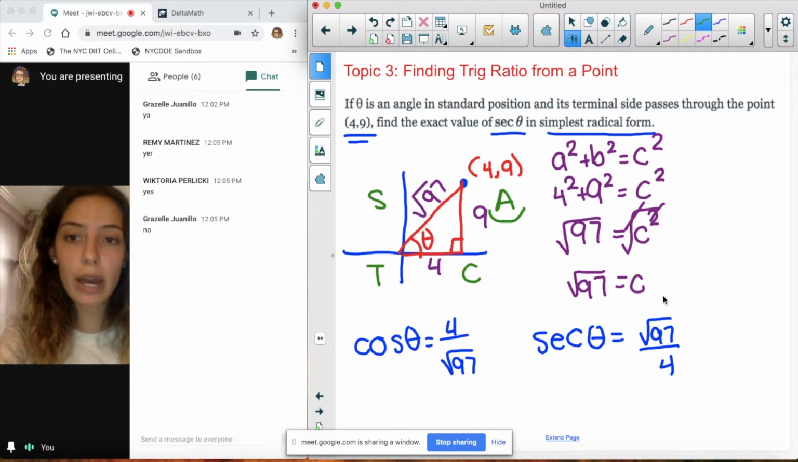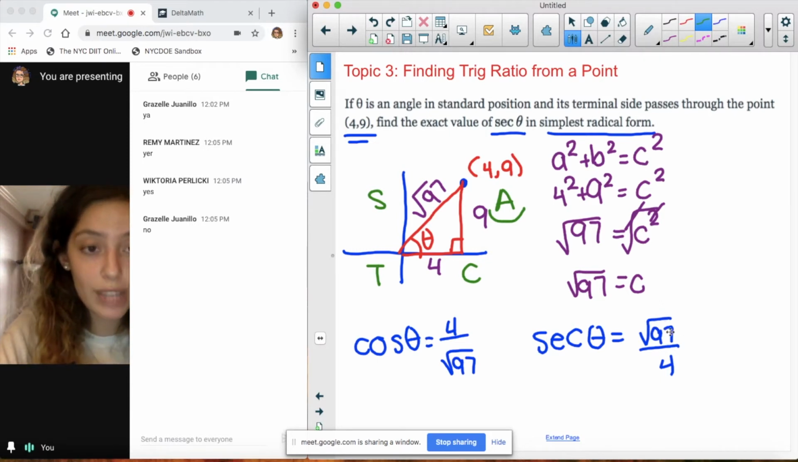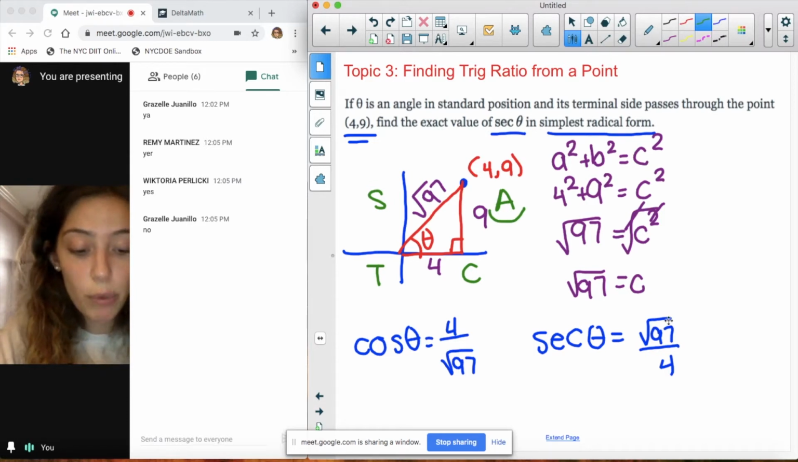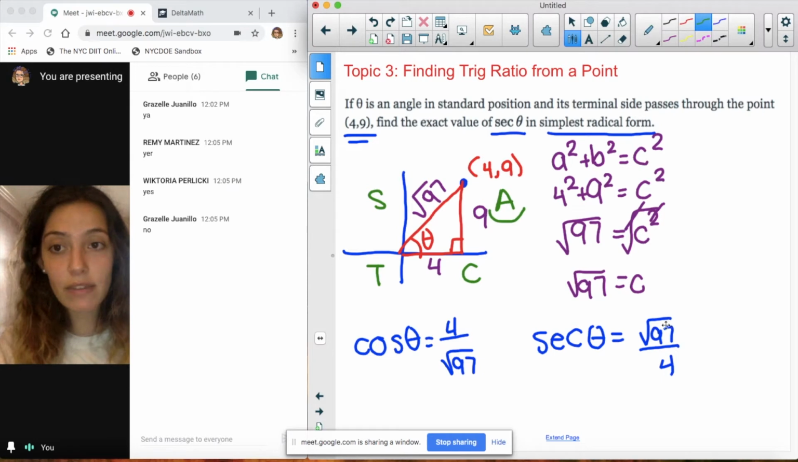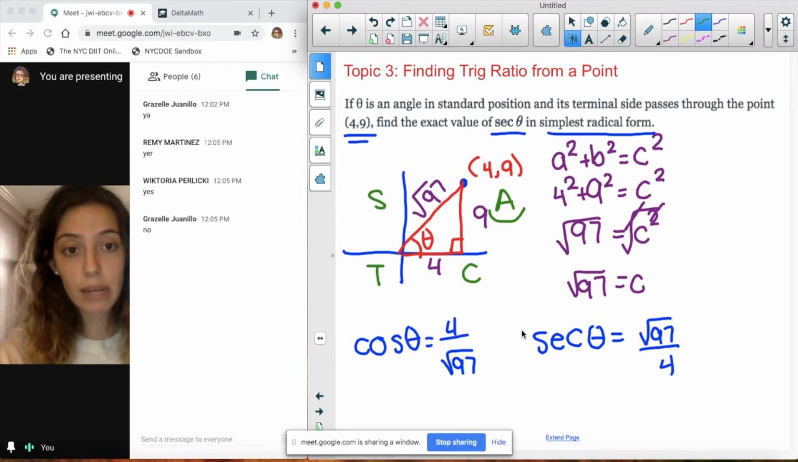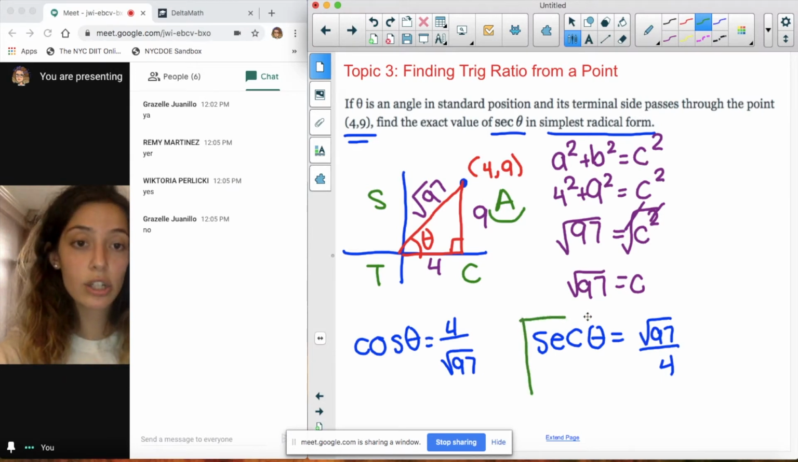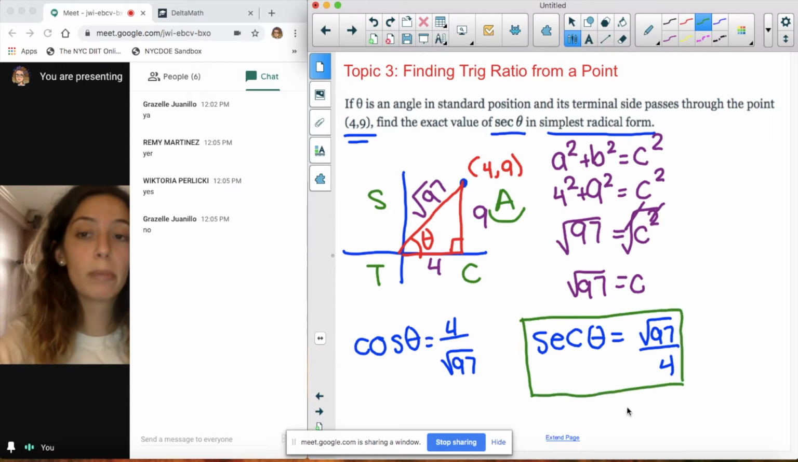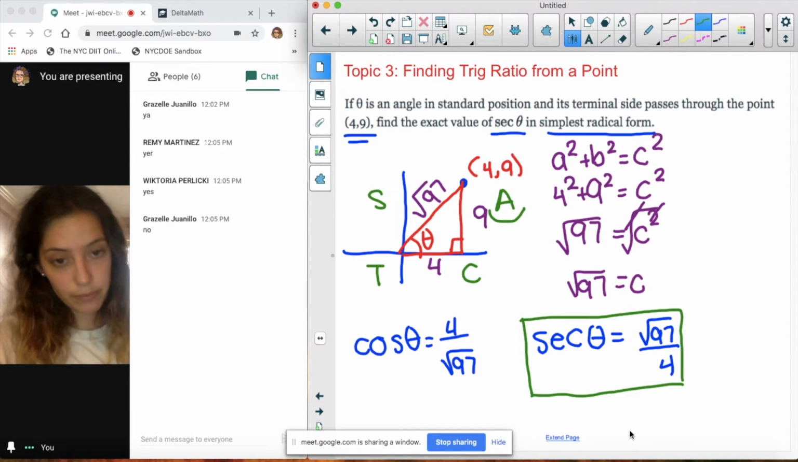So to simplify a radical, what you have to do is see if a perfect square goes into the number that's underneath. Now, there is no perfect square that goes into 97, so we can't simplify this anymore. But if you can, you should. So this right here would be our answer for secant.